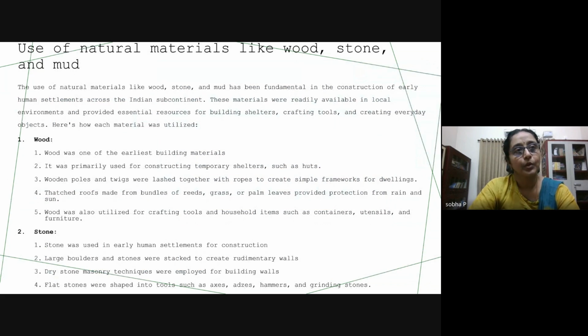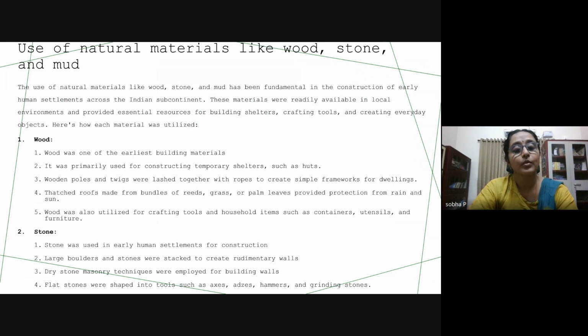Then we can come to how natural materials like wood, stone, and mud were used. They were very fundamental materials used in the construction of early human settlements across the Indian subcontinent. They were used commonly because they were readily available, and that provided the essential resources for building shelters and creating everyday objects.